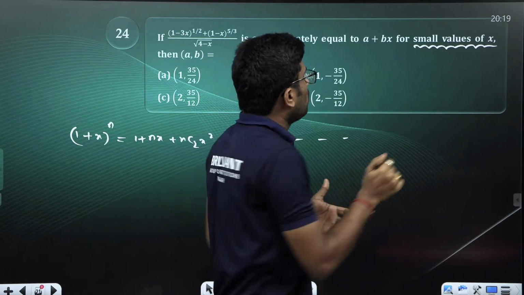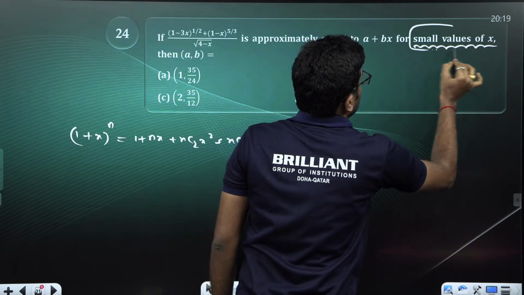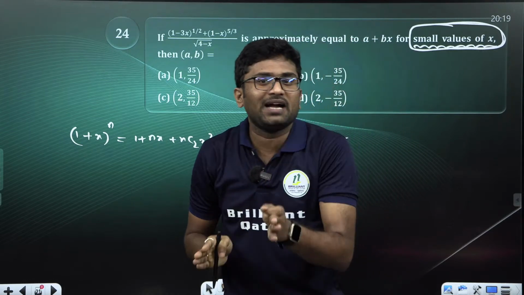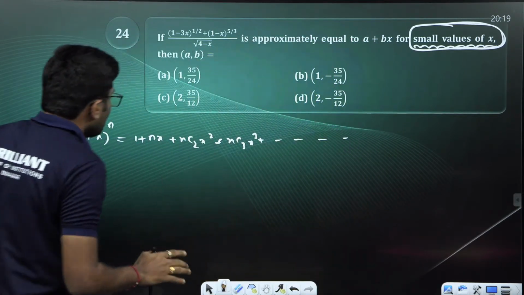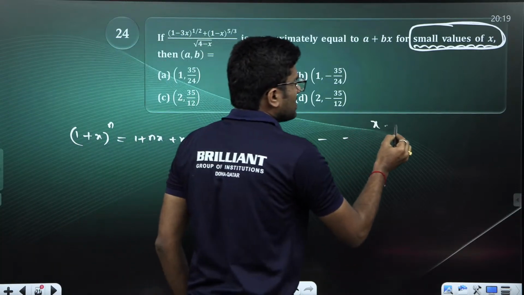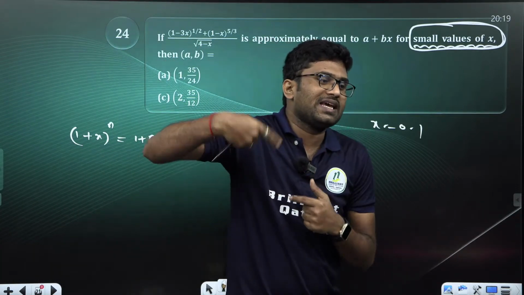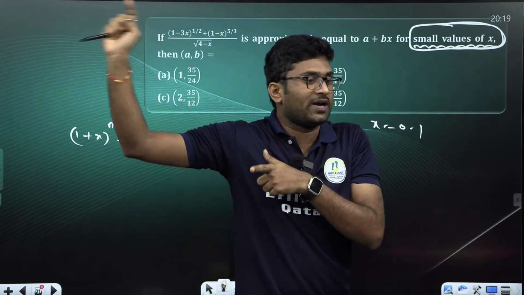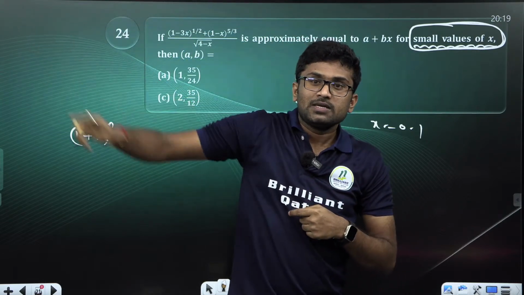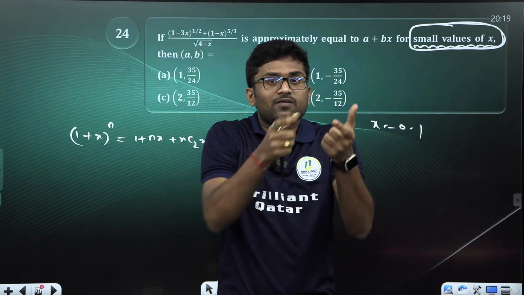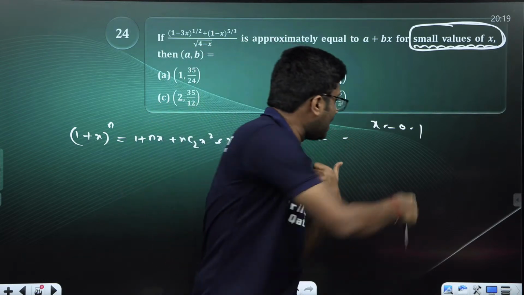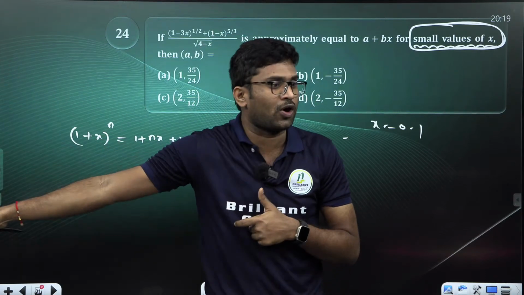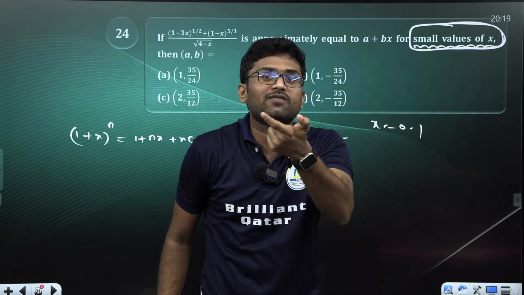Whenever you come across small values of x, the pattern is so simple. For small values of x, suppose x is 0.1, when you keep on raising the powers, x¹ is 0.1, x² is 0.01, x³ is 0.001. So when you keep on increasing the exponent of x, the value of xⁿ keeps getting reduced and approaches 0, getting still smaller. So these smaller values can be neglected.